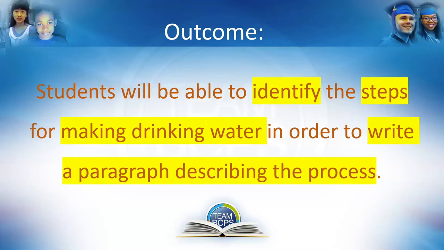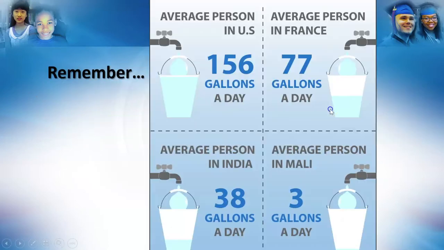So what are we going to do today? That's right, we're going to identify. What are we going to identify? The steps for making drinking water. Well, why are we going to identify the steps for making drinking water? In order to write a paragraph describing the process. So we're going to look at how drinking water is made. And once we learn how it's made and the different steps, we're going to write a paragraph.